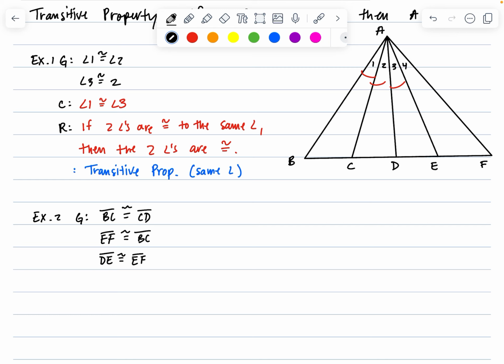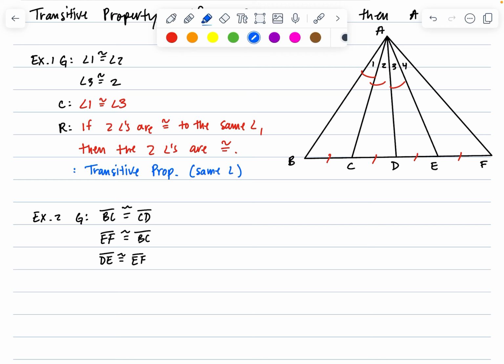So, starting here, BC is congruent to CD. So I'm going to put 2 tick markers there. We also have BC congruent to EF. So there should be the same tick marker. And last but not least, EF is congruent to DE. What can we ultimately conclude?